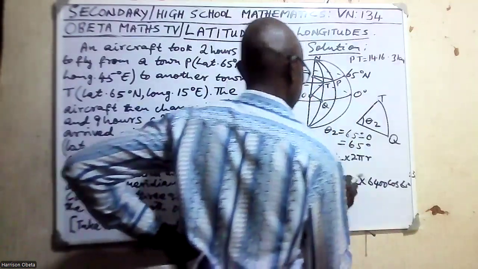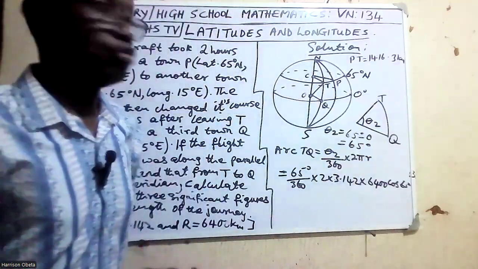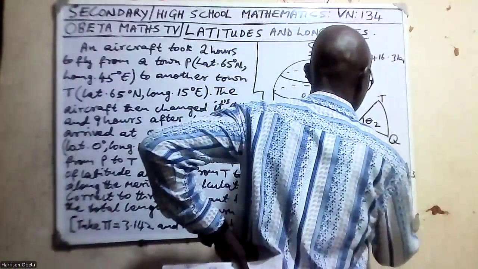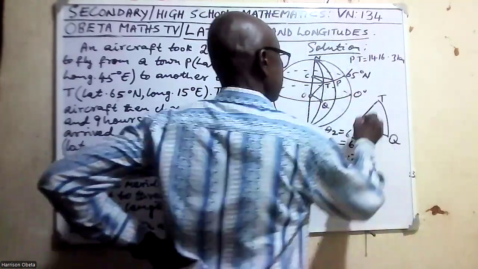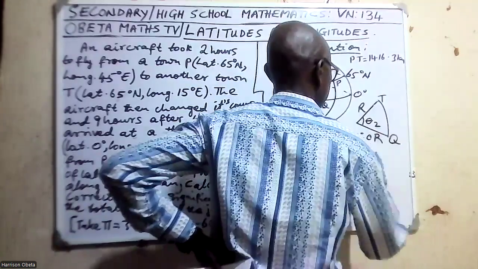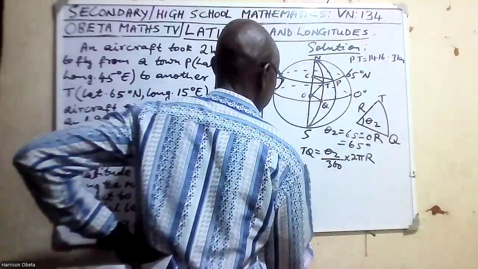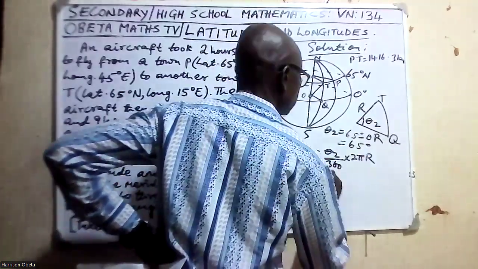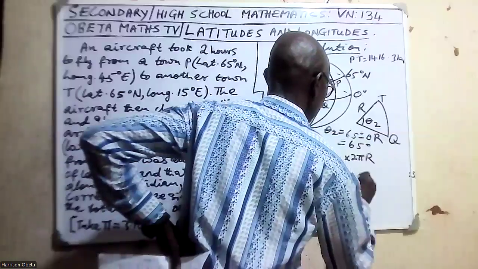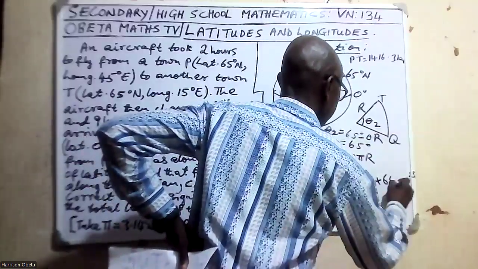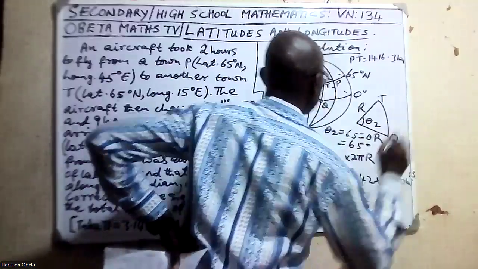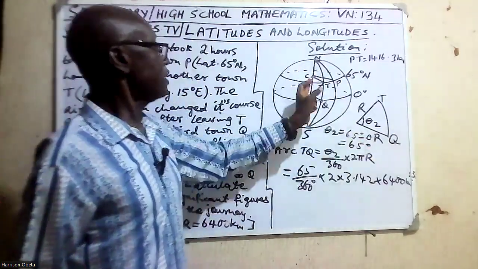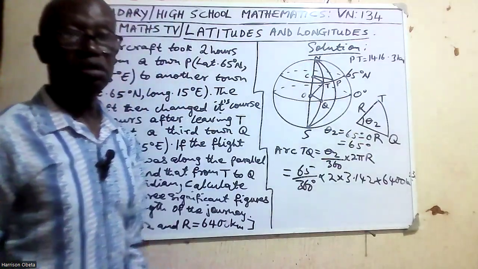Since we are talking of distance along longitude, we are not going to use small r. We are going to use capital R. Why? This is our R and this is our R. Sorry for the mistake. So that will be easier for us: 65 over 360 times 2 times 3.142 multiplied by 6,400. Distance along longitude will always involve capital R, while the small circle will involve small r.